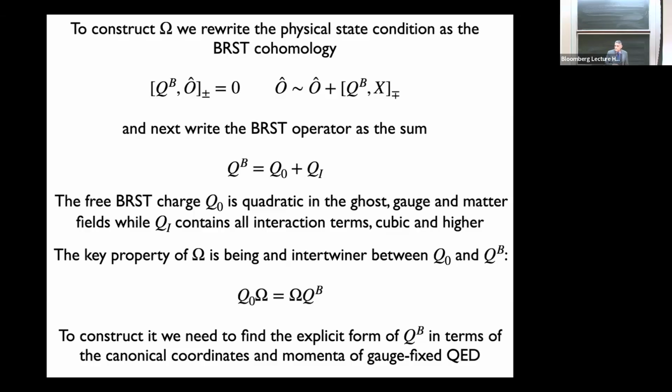Why do you require that? Well, you'll see in a moment. So remember, Q0 is a simple cohomology that I know how to solve, so I can take local operators and I can find a non-zero cohomology. And then, well, what I want, of course, is QB. And if omega obeys this property, then I will be able to construct the exact cohomology in terms of the free one.